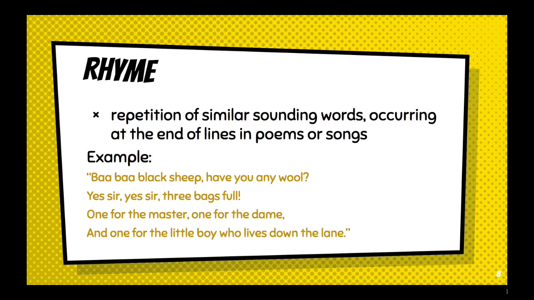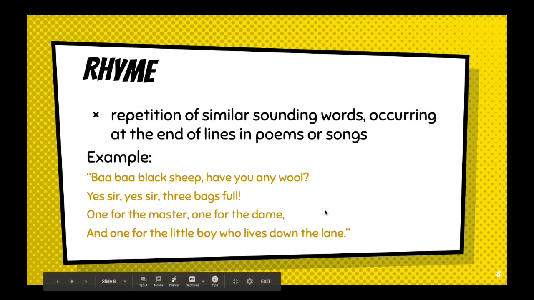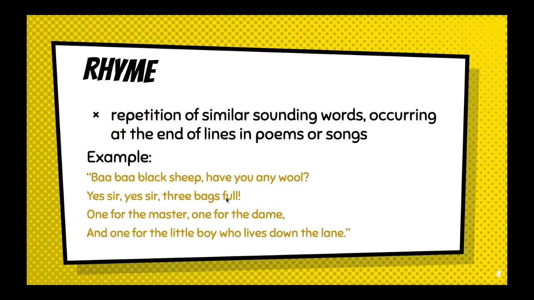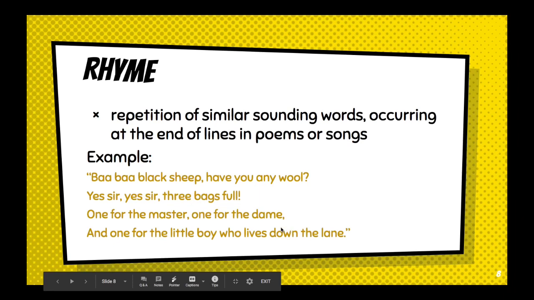So wool and full rhyme, but yet the way that they're spelled aren't the same. So be careful about that, because I think that sometimes we're taught that they're going to be spelled the same at the end, and they're not. So wool is O-O-L and full is U-L-L. And then dame and lane also, you can notice that although the M and the N are different, that doesn't mean that it doesn't rhyme. It still rhymes.